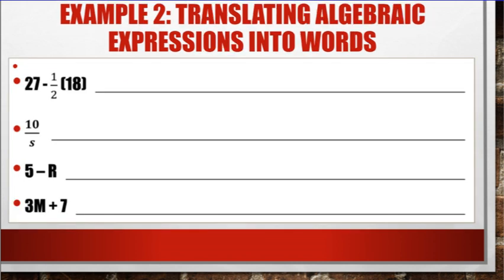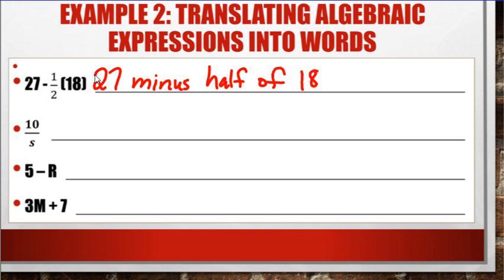Next one, same thing, 27 minus half of 18. We can write this multiple ways. I'll just write it one way. So 27 minus half of 18. Remember, of in math means multiplication, so half times 18 is what we would have there.